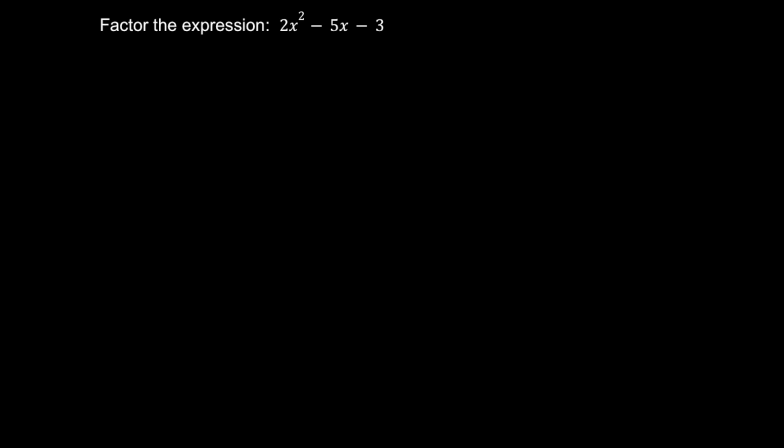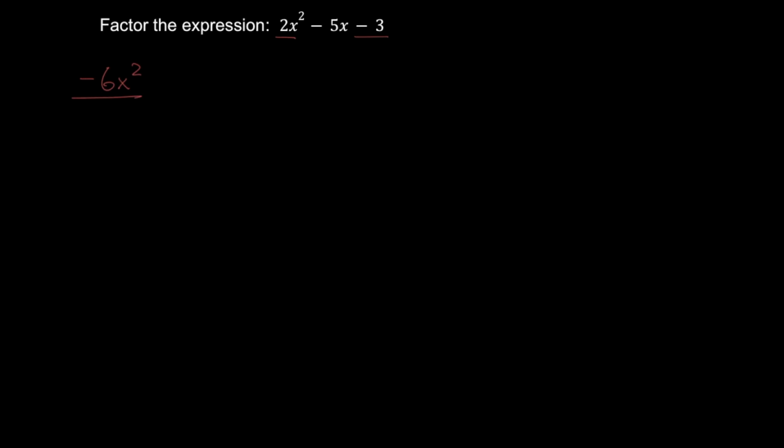Then I would check to see if it's a pattern. Well, the last term there is not a perfect square, so it is not one of the two patterns we looked at. So, since it's neither a pattern or a common monomial, we shall just go ahead and do factoring by grouping. We're going to multiply first and last to get negative 6x squared.